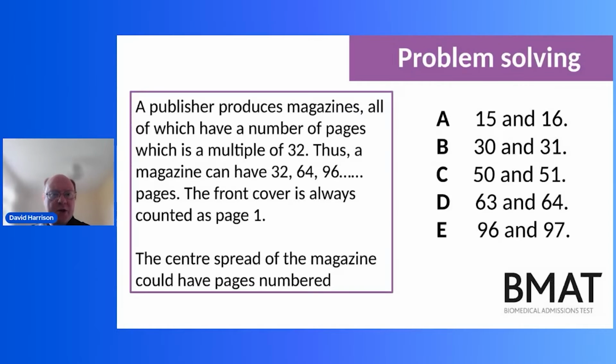So I'm going to move on to one of our problem solving questions. Here we've got an example where a publisher produces magazines, all of which have a number of pages which are a multiple of 32. So they can have 32, 64, 96, and so on pages. The front cover is always counted as page 1. And what it's asking you is, what would be the page numbers for the center spread of any one of these magazines? So just take a moment to have a look there.